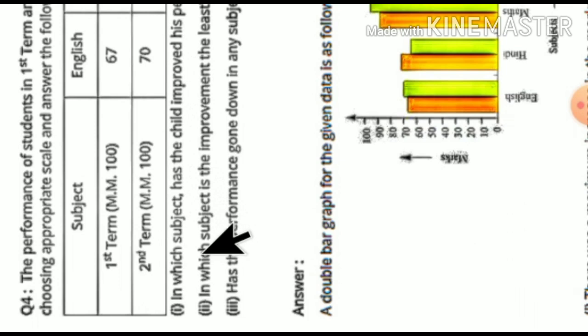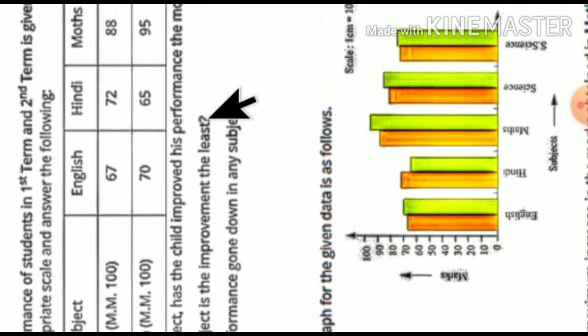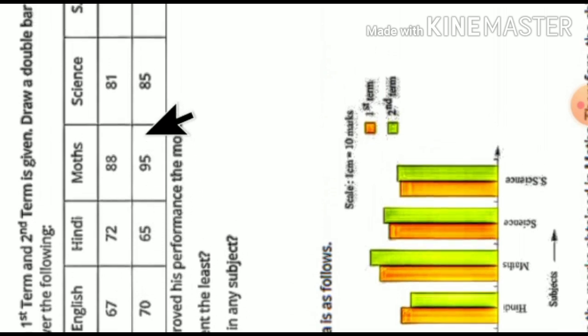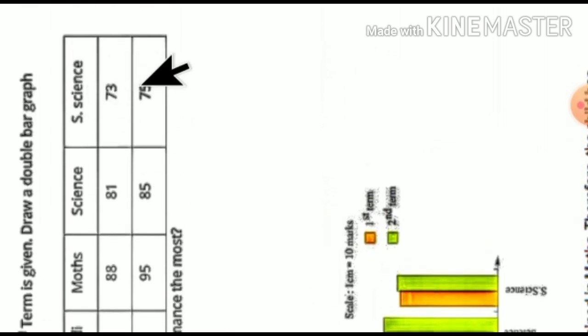Now in which subject is the improvement the least? So we can see here least means less difference. So we can see here social science is having the less difference. First term 73 and second term is 75. So 2 marks difference is there.